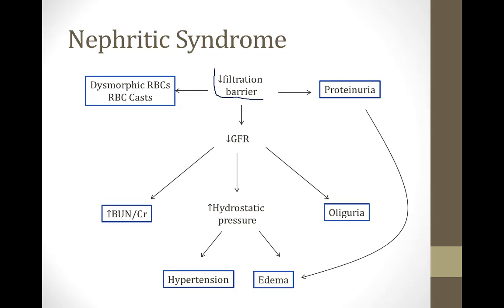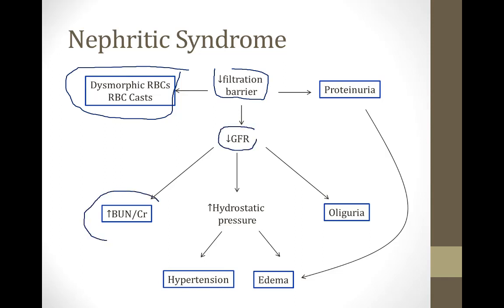So you lose the filtration barrier, and as a result, red cells spill into the urine, and you get all these findings over here, dysmorphic red cells and casts. In addition, the GFR begins to fall. This means that the BUN and creatinine levels will rise. It also means that patients may have oliguria. They'll have decreased urine production.